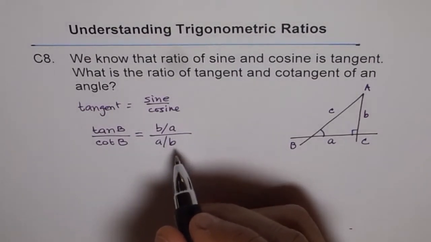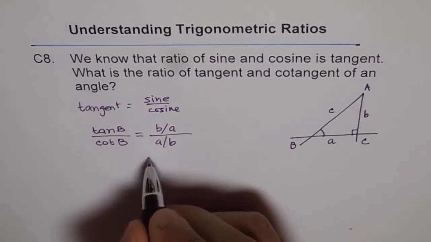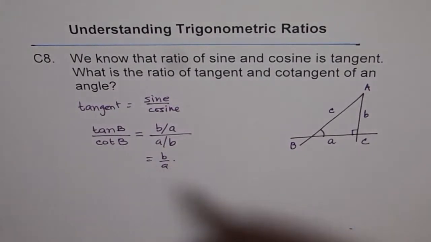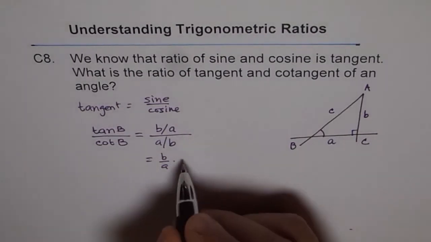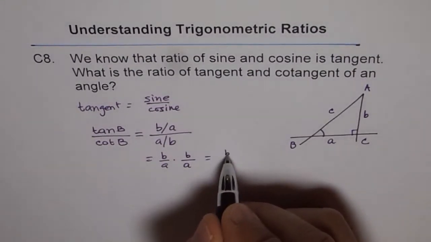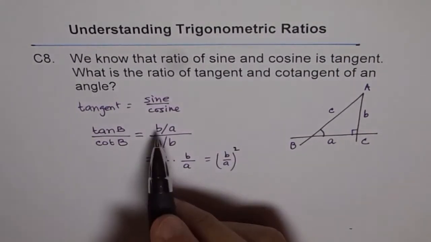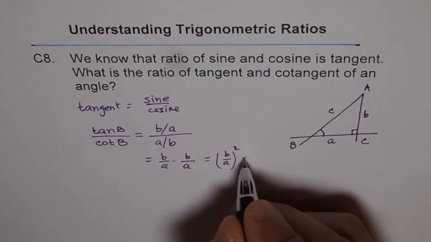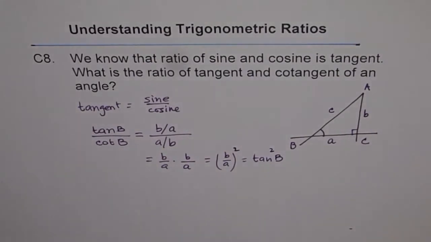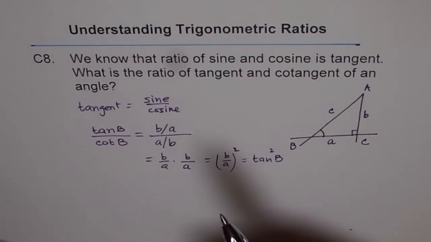And well, B over A divided by A over B is written like this: B over A times, so it is A over B, so it will flip and give us B over A, correct? So that becomes B over A whole square. And we know B over A is actually tan, right? So that gives us tan square B. So tan B over its reciprocal makes it the square of tan. Well, that is what I think we should have expected, and that's what we get, correct? So when you flip this and multiply, you get tan, correct?